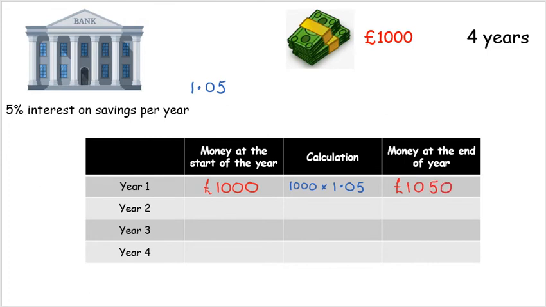If you're following along with me, feel free to use your calculator as you go along. In year 2, we're starting off with the same amount we ended year 1 with, so we've not changed that amount, £1,050. Now, what the bank is going to do at the end of the year is take what you've got in the account and increase it by 5%. So again, they're going to take this new amount and multiply it by 1.05.